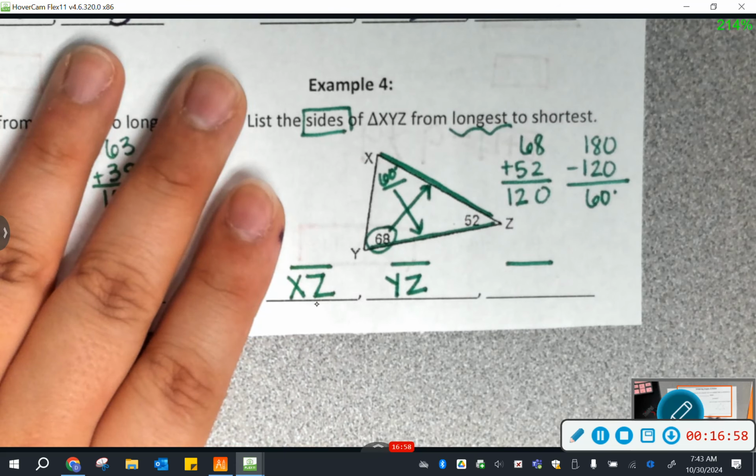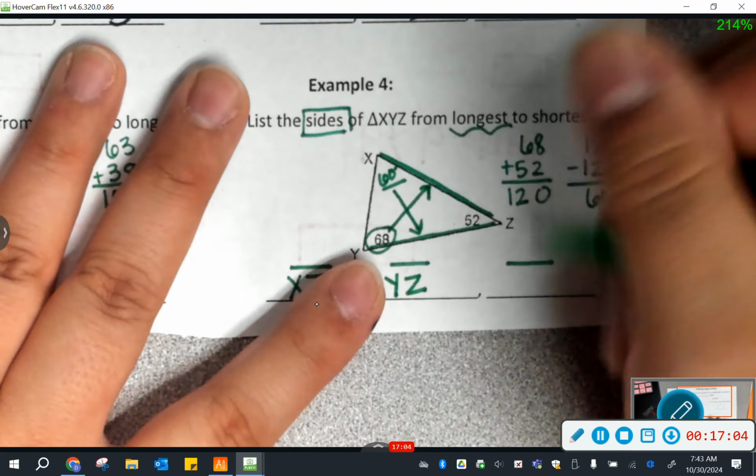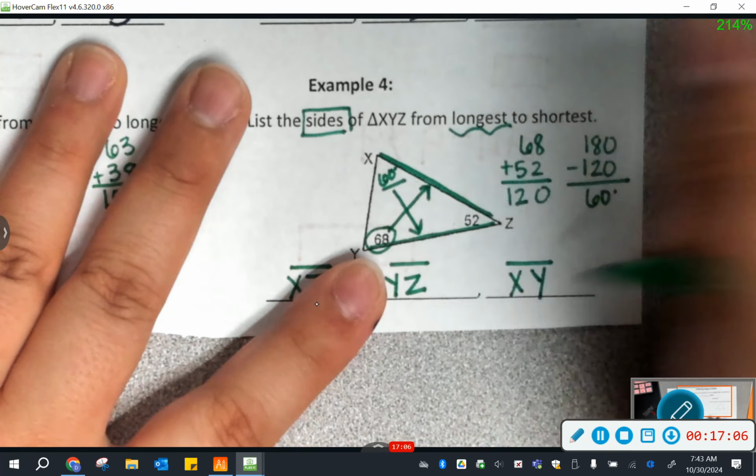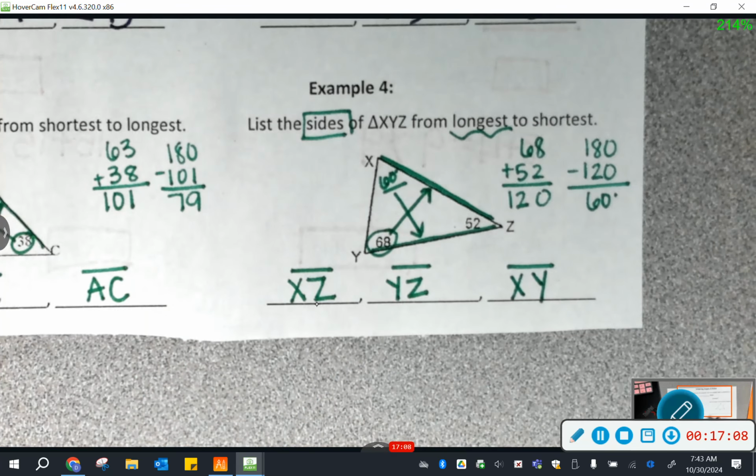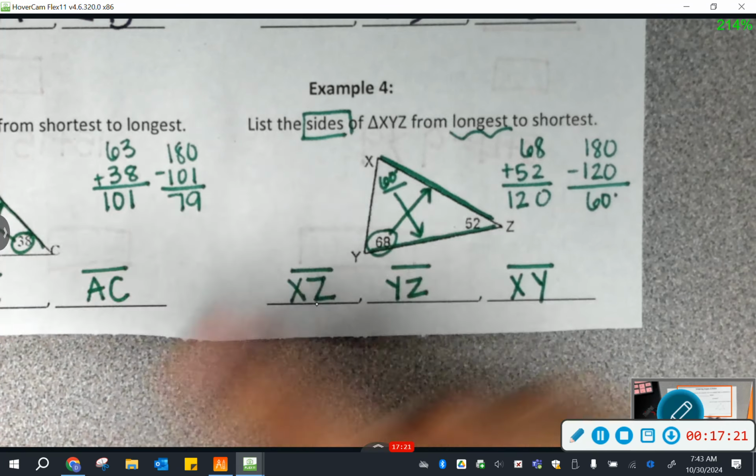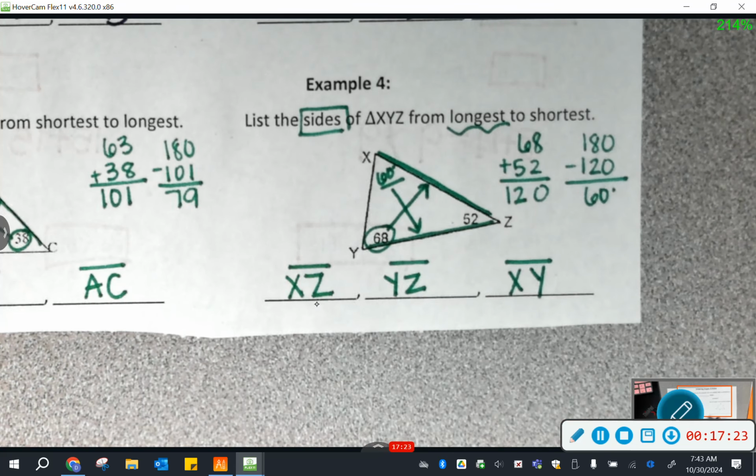Does everybody see where I'm getting these letters from? And last but not least, what do we got? XY. That is how you order these. You need to look at the numbers and then make sure you're paying attention if it's greatest to least or least to greatest. That's the other thing. People don't pay attention. If it's longest, you need to start off with the biggest number.